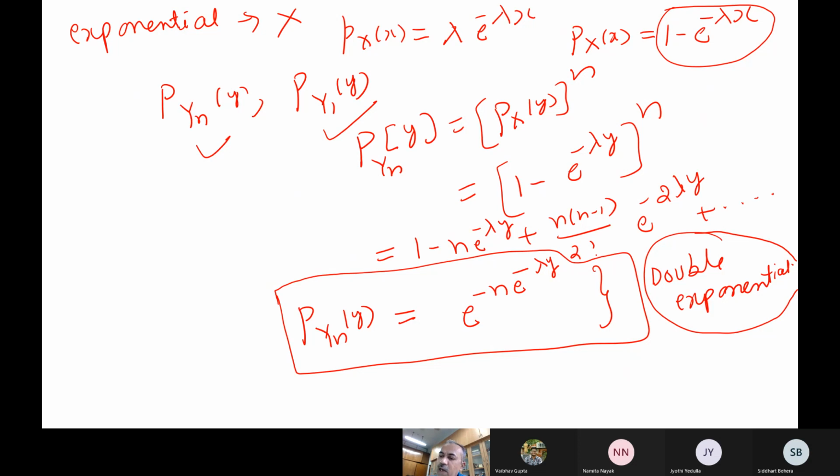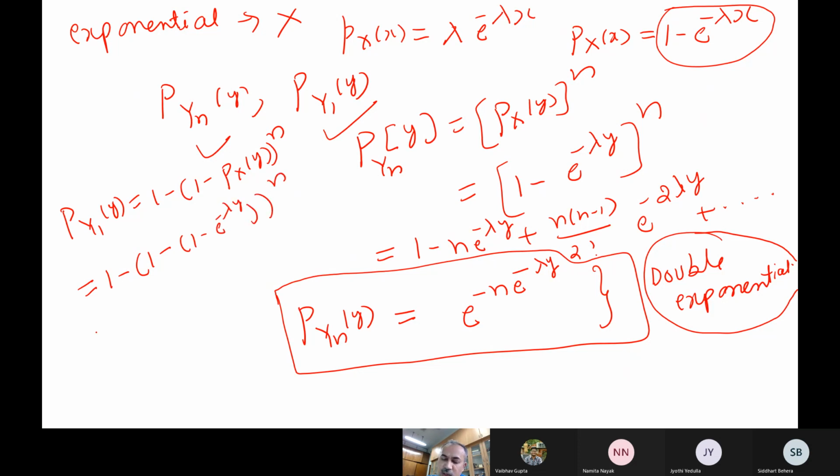You followed. Now similarly the smallest value: P of y_1 of y. This will be 1 minus, 1 minus P_X(y), whole to the power of n. So substitute this expression. This turns out to be 1 minus, 1 minus e to the power of minus lambda y, whole to the power of n. So the 1 gets cancelled and we get 1 minus e to the power of minus n times lambda y. This is for the smallest value.